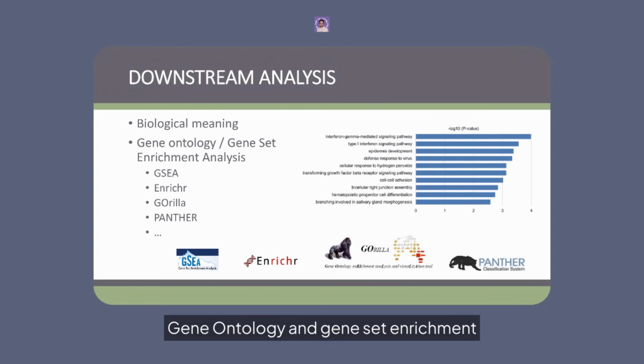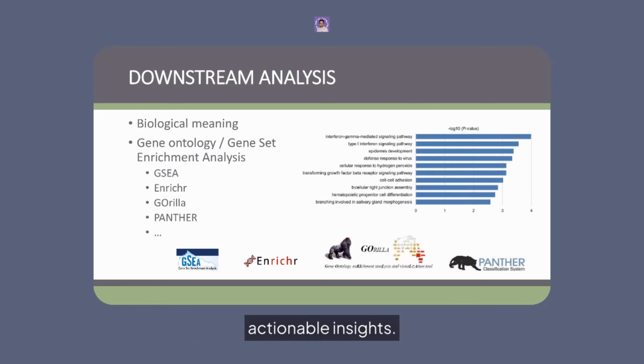Gene ontology and gene set enrichment tools, such as GSEA, Enrichr, GOrilla, and PANTHER, test whether specific pathways or functional categories are overrepresented, turning long gene lists into actionable insights.